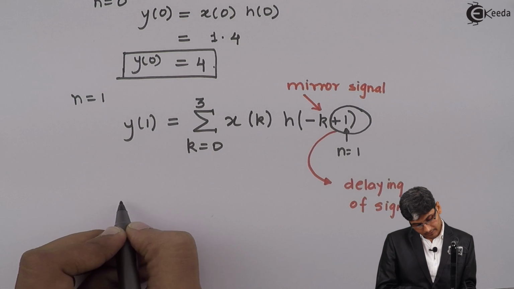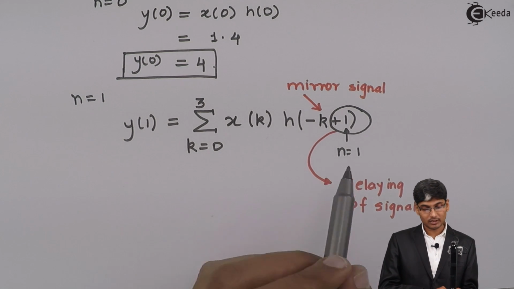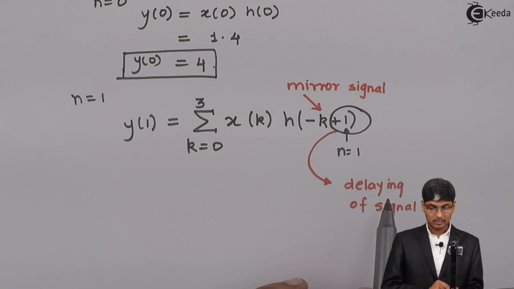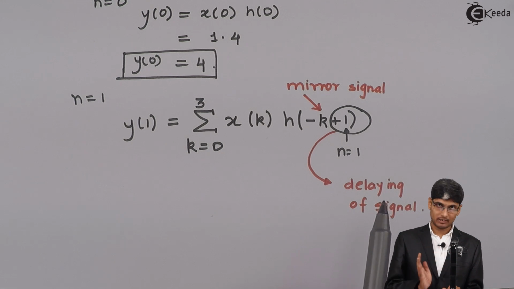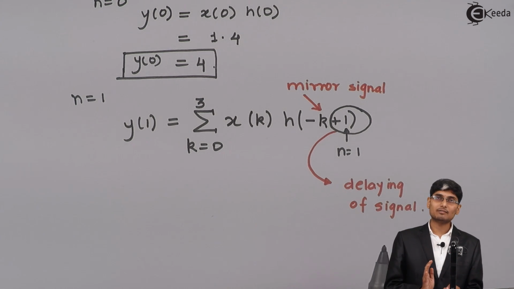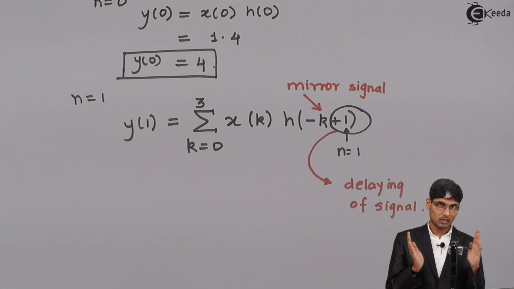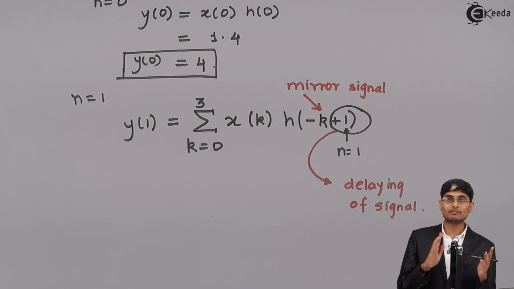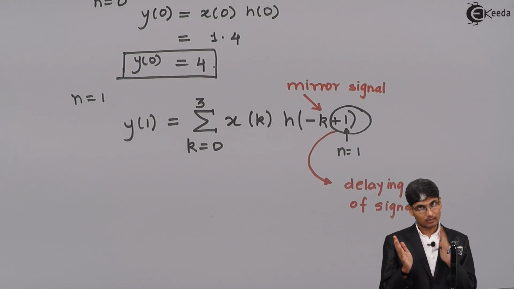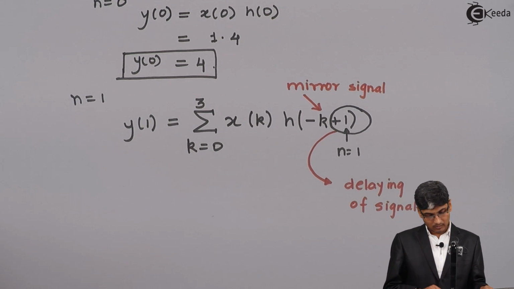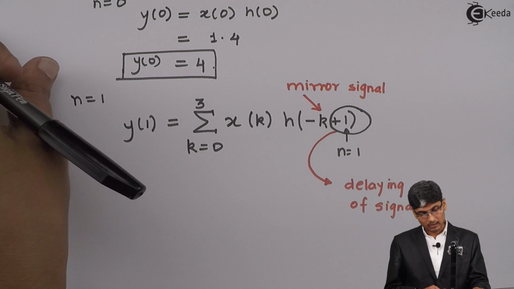Therefore, now I have to shift the h of minus k by 1, I have to delay. Delaying process is shifting the signal to right. Advancing of a signal is to shift to left. So, I will shift it to right or shift it to left. Delay shifting right, advance shifting left. So, let us go back to our graphical method and shift.